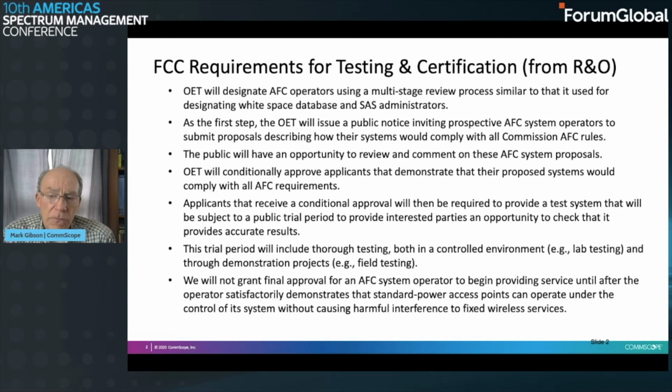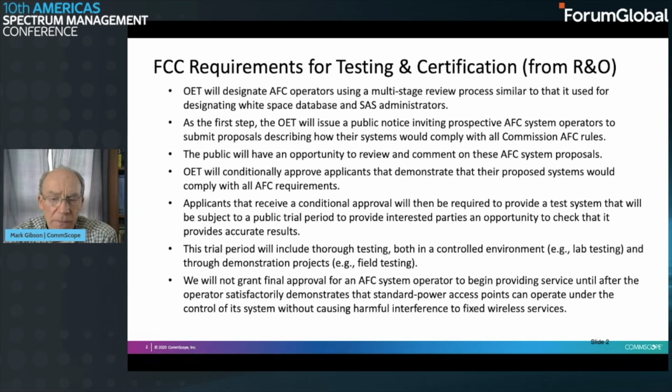So after the conditional approval, the systems would be required to be tested and then subject to a public trial. And this public trial process was similar to what happened in TV whitespace, where TV whitespace administrators and then subsequently here AFC operators will need to make their systems available to the interested parties. And that's a big question: who are interested parties, so they can check to make sure that the AFC provides accurate results. And that process of checking and making sure the AFC provides accurate results is being discussed both in the Wi-Fi Alliance and the Wireless Innovation Forum through test vectors and test plans and that sort of thing.